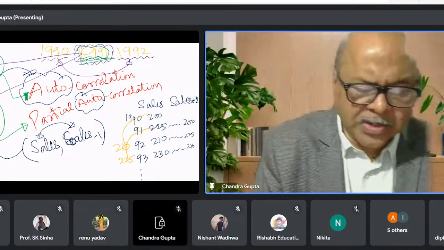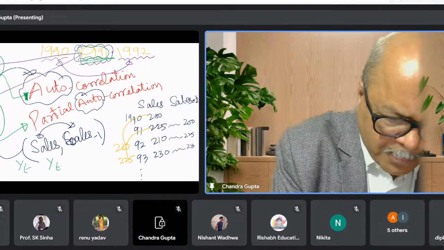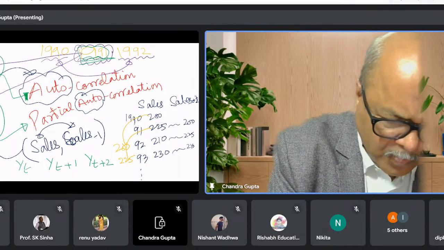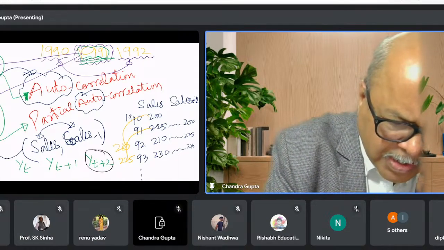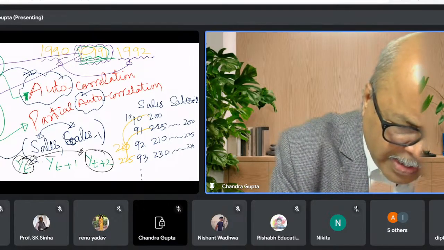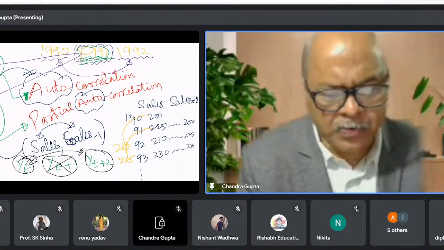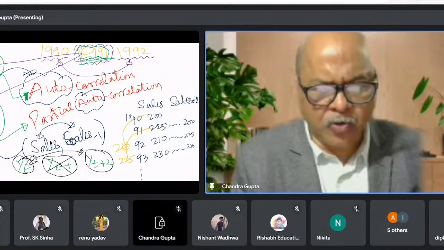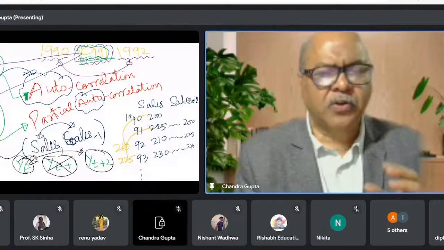Okay, so what does it mean? Again, I'm saying you have a yt, yt plus 1, yt plus 2. If I'm calculating correlation between this and this, eliminating the effect of yt plus 1, then I'm calculating what is called partial autocorrelation. So friends, I hope you understand the difference between autocorrelation and partial autocorrelation.